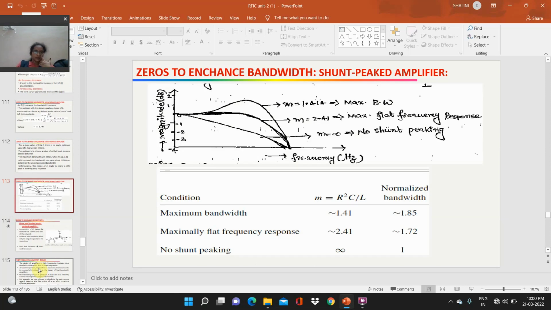Condition: maximum bandwidth condition, m is equal to R square C by L. This is the formula. The normalized bandwidth range: for maximum bandwidth, m is approximately equal to 1.41 and bandwidth is approximately equal to 1.85. Maximally flat frequency response and no shunt peaking. The values are like this.